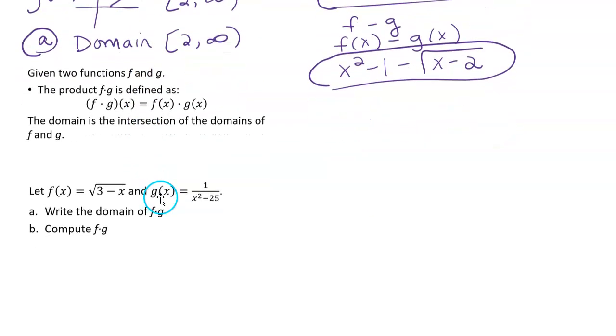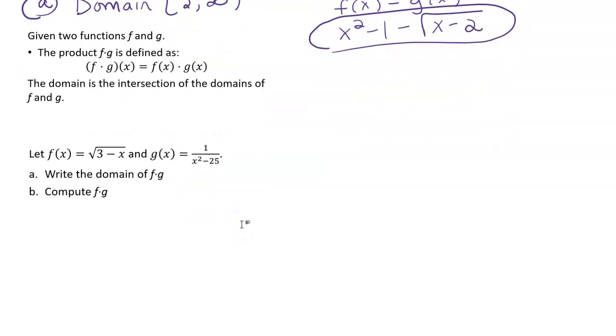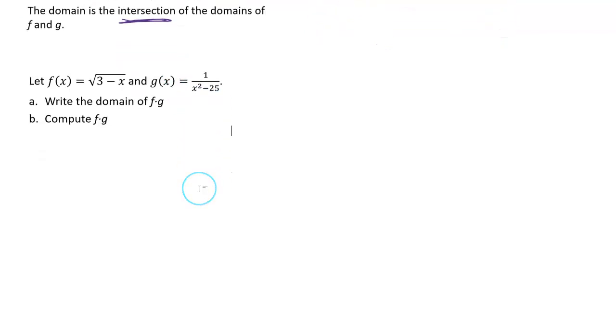So when you're finding the product of two functions, you are multiplying the functions together, and the domain is the intersection, just like what we were just working with. So it works the exact same way as the addition and the subtraction. So let's do an example here. Part A is find the domain.